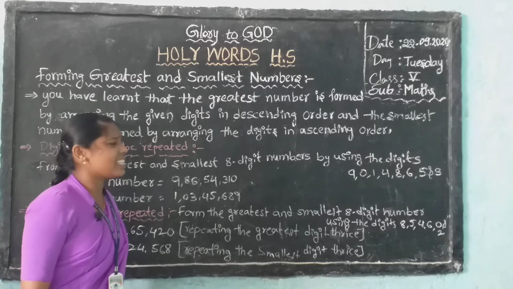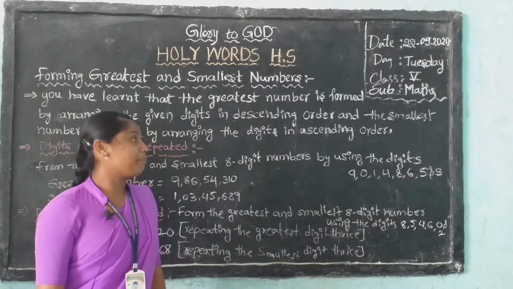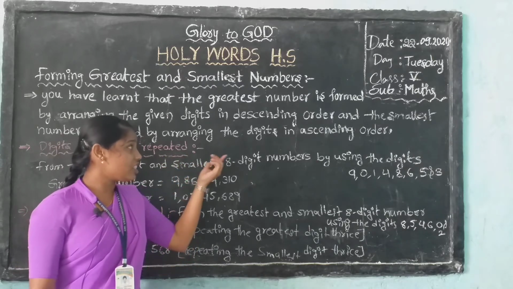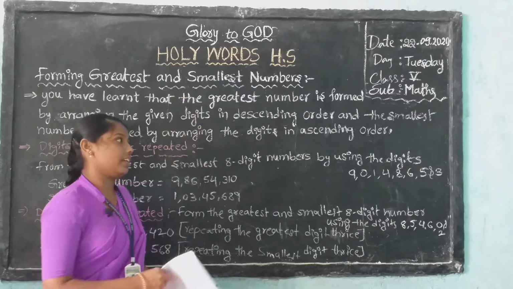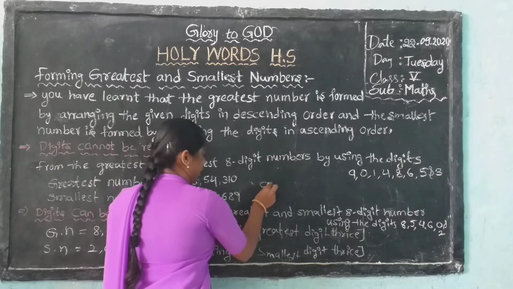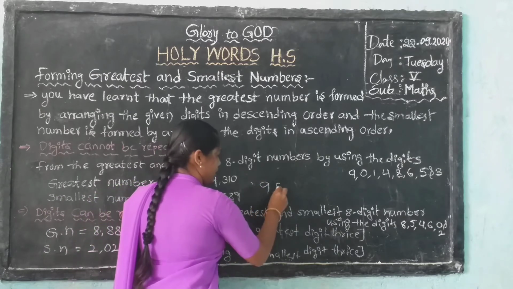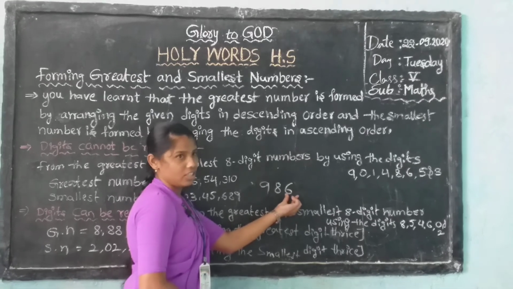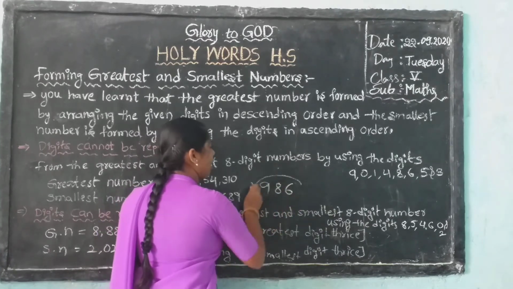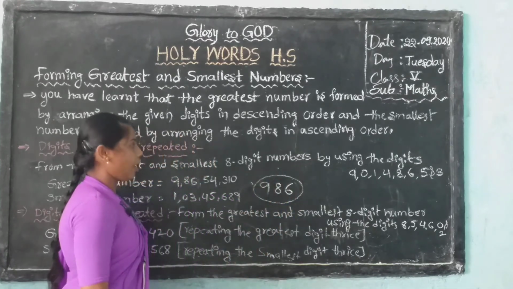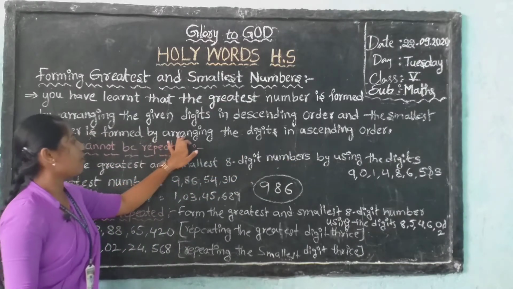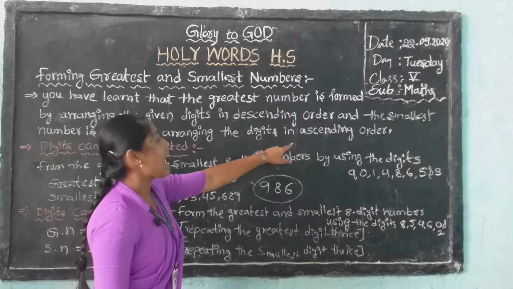So what is descending order? Descending order means arranging the digits from greatest to smallest. For example, 9, 8, 6. Greatest digit to smallest. So this is descending order.